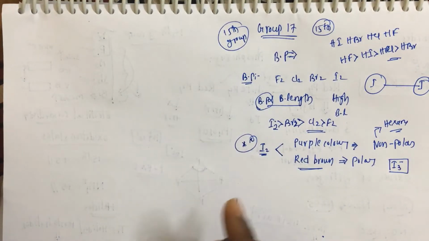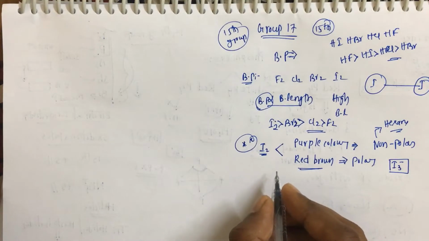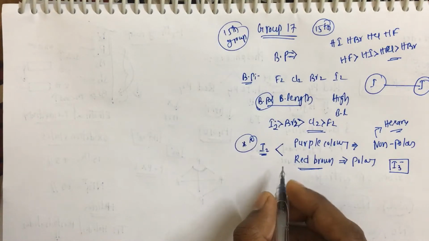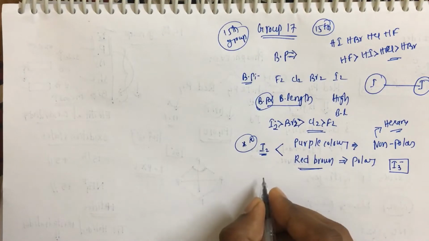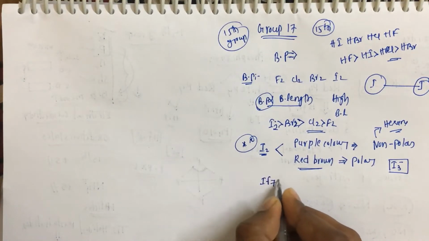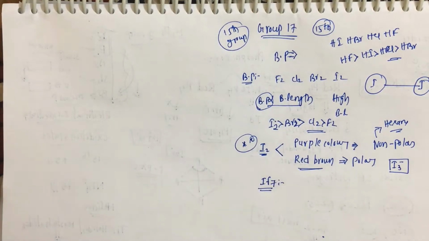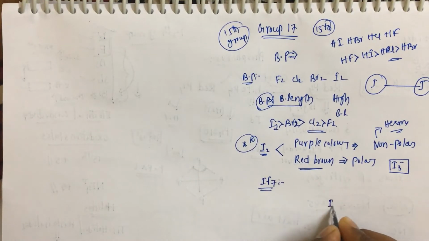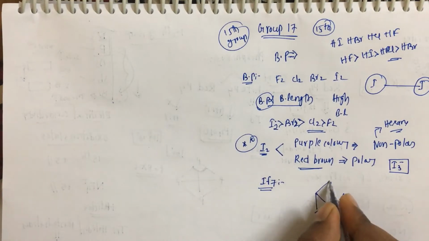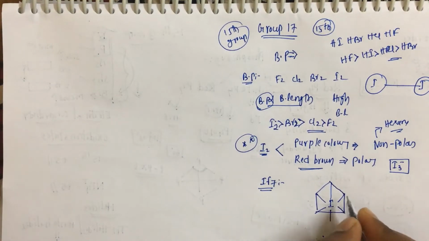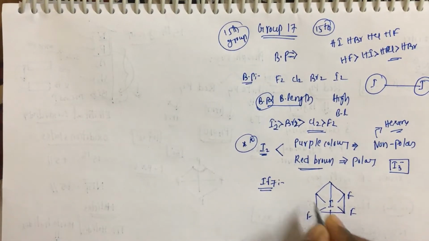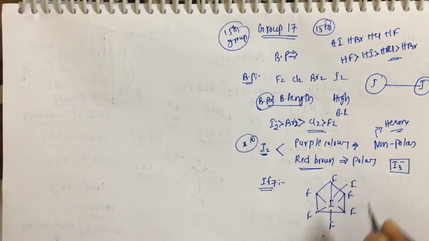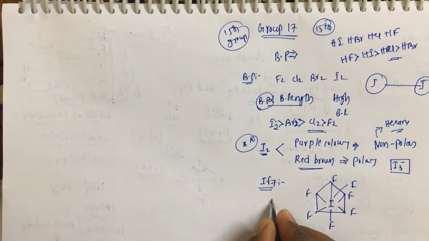And then the important thing is IF7. The shape of IF7 is also important. It exists in a pentagonal bipyramidal shape, 4, 5, 6, 7, and this comes under the D5h point group.